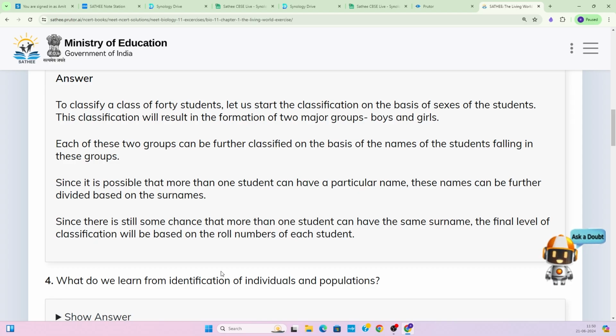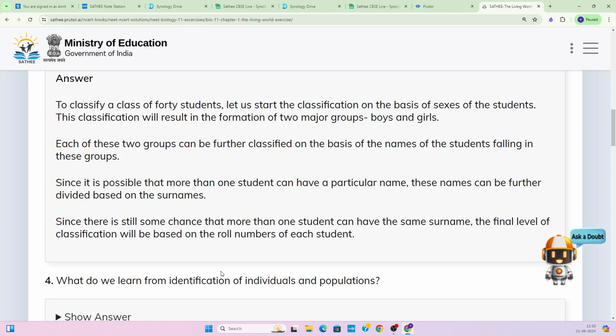So these names can be further divided on their surnames also, since there is still some chance that more than one student can have the same surname. Okay, Amit Sharma. Again, Amit Sharma.